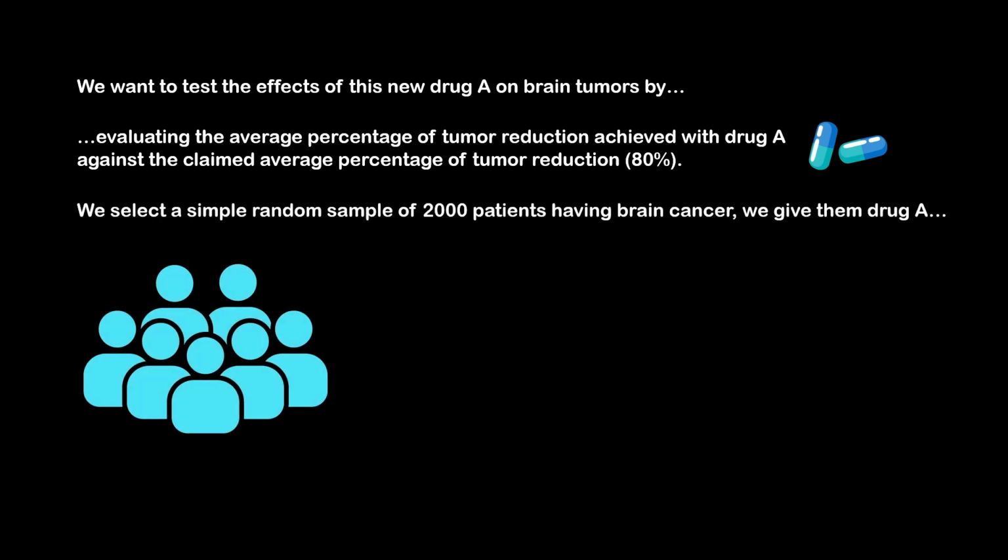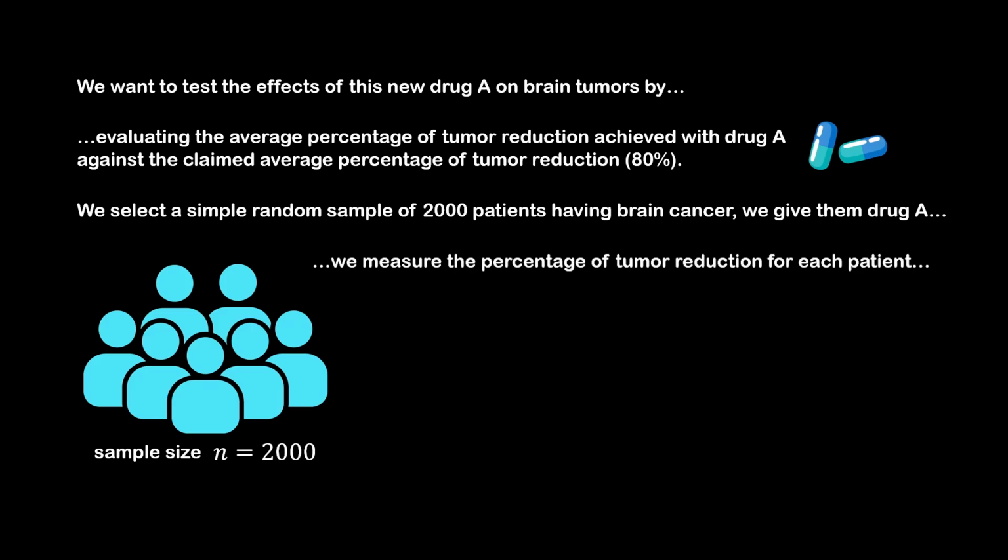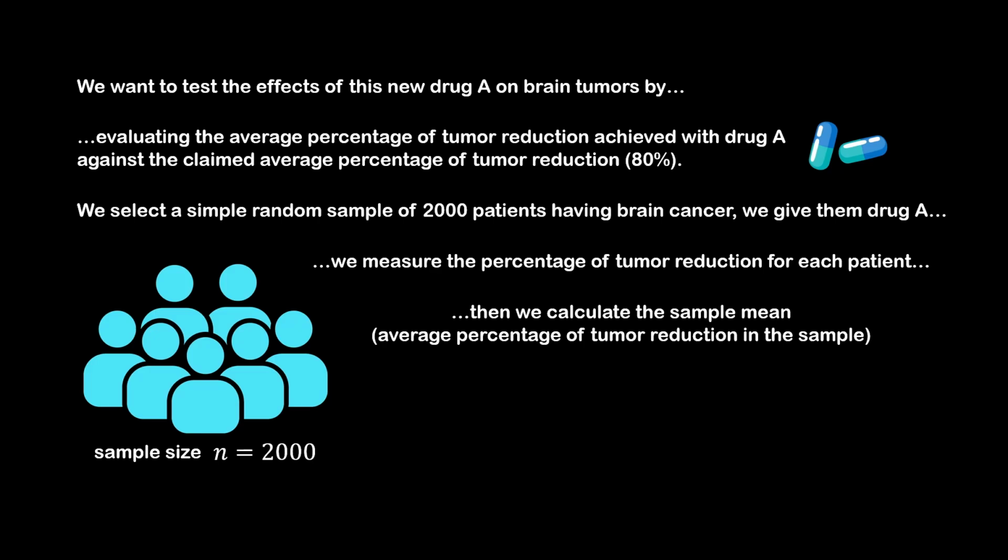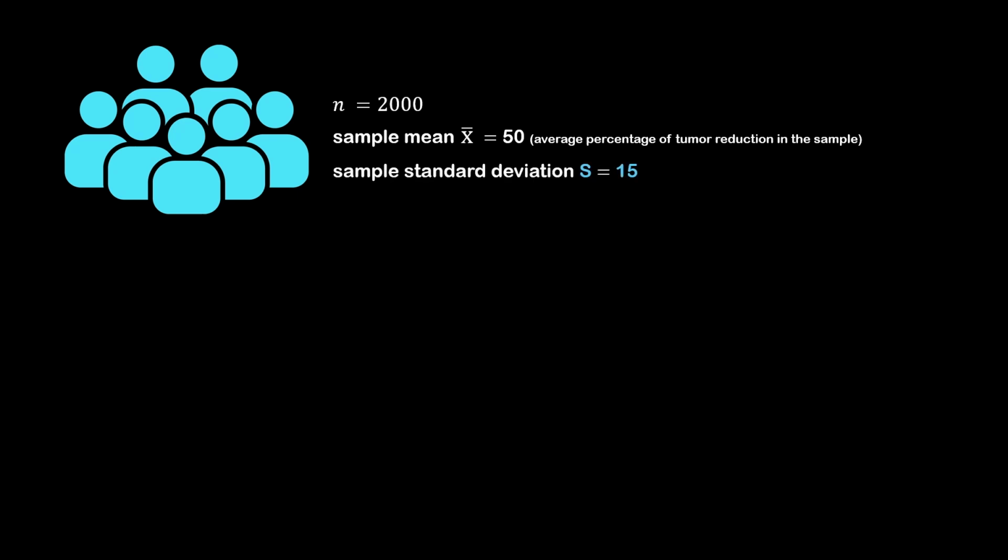We select a random sample of 2,000 patients having brain cancer. We give them drug A, so our sample size N is equal to 2,000. We measure the percentage of tumor reduction for each patient. We calculate the sample mean, so the average percentage of tumor reduction in that sample. And suppose that this sample mean x bar is equal to 50, so we observed a 50% tumor reduction on average in this sample of 2,000 people with a standard deviation of 15%.